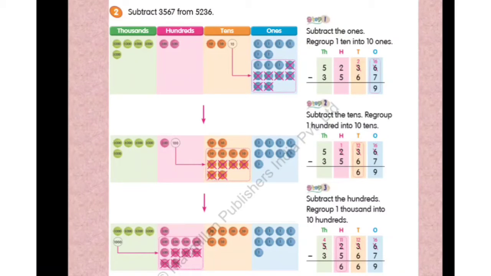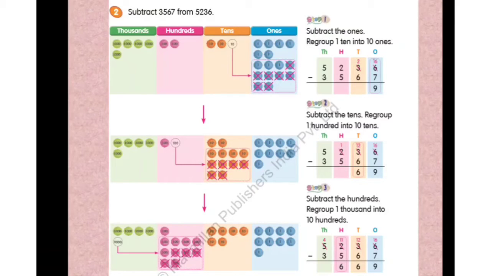Then 16 minus 7. What is the answer? 8, 9, 10, 11, 12, 13, 14, 15, 16. It means the answer is 9. And how many are left in the tens place? Only 2. Again we have the same issue. 2 minus 6, not possible. Then we take one carry from the hundreds place.